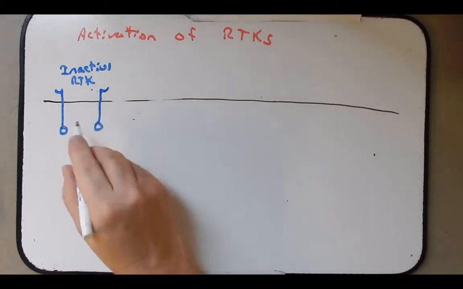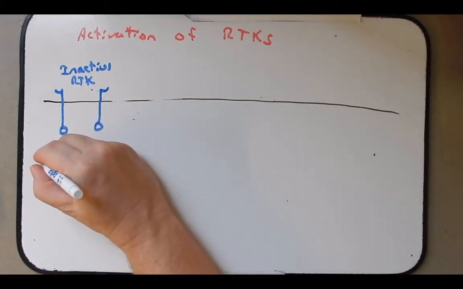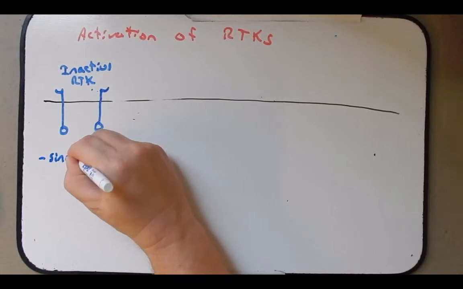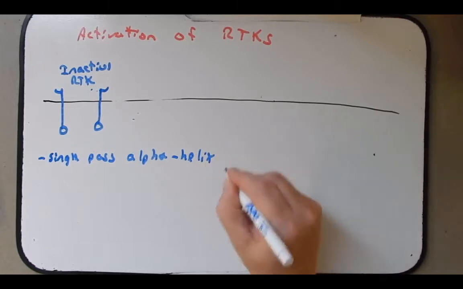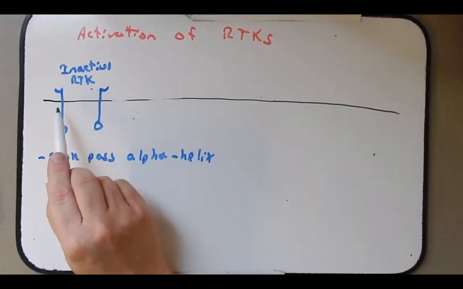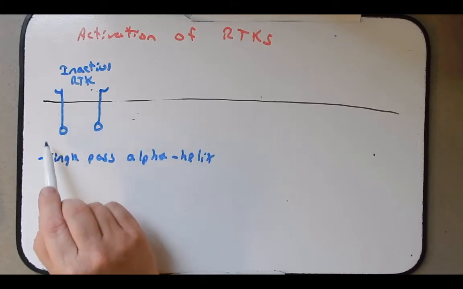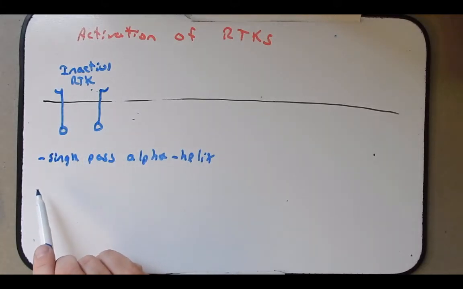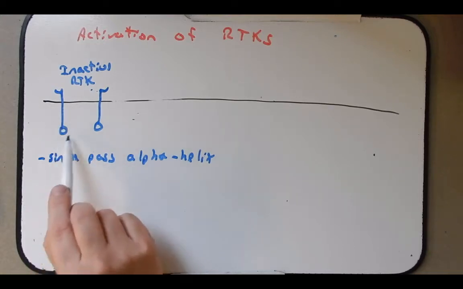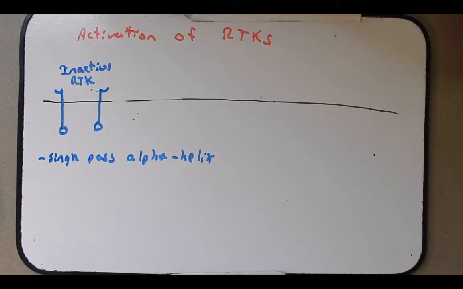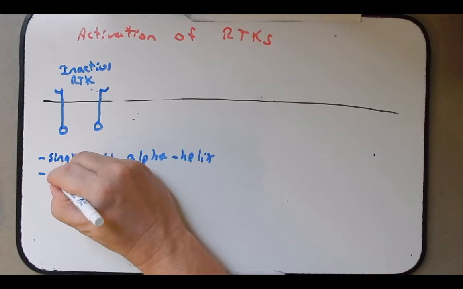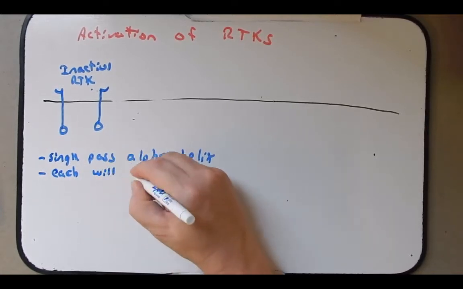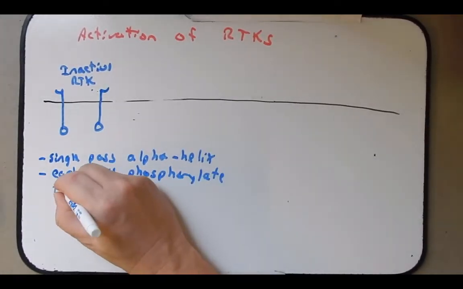The reason that they have to interact with each other is partly due to the fact that they are a single pass alpha helix. Nothing wrong with that. It's just that upon binding any given signal, having a substantial conformational change, like we see with the G protein coupled receptors, is less likely. And they also need to come together because each of them, in most cases, will phosphorylate the other.